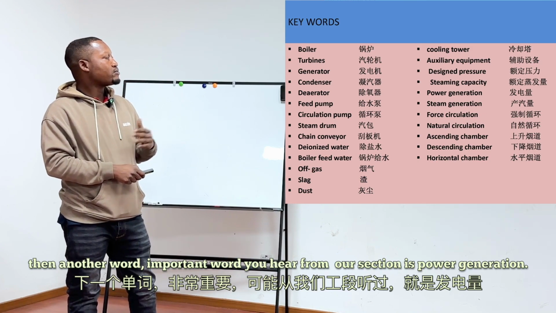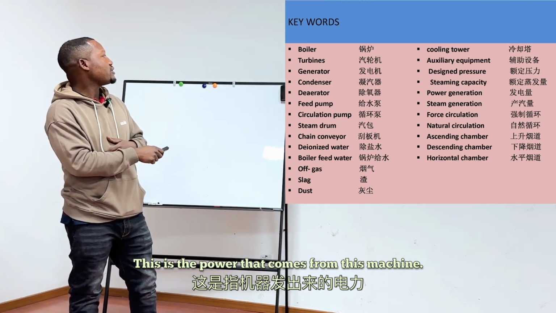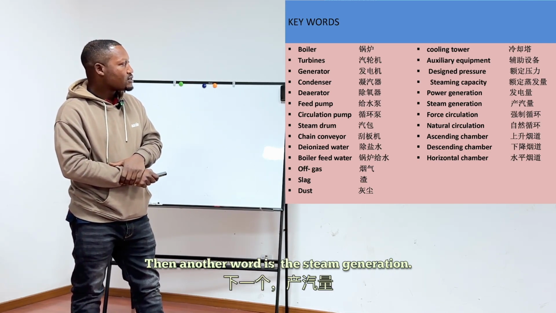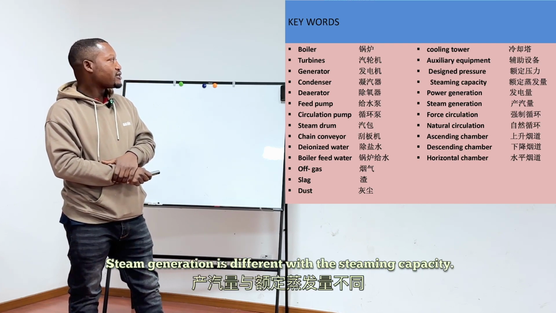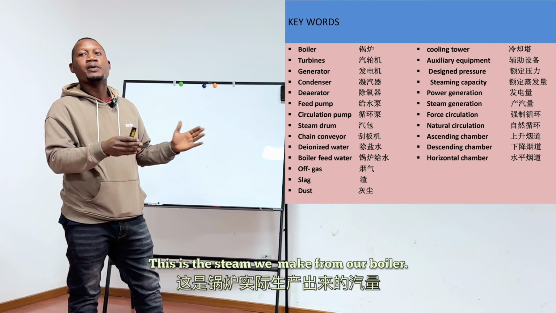Then another important word you hear in our section is power generation. This is the power that comes from this machine. Then another word is steam generation. Steam generation is different from the steaming capacity. This is the steam we make from our boiler.